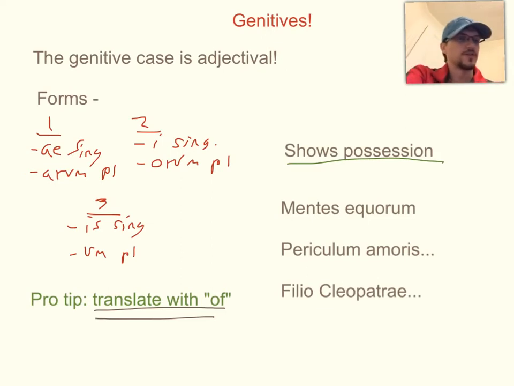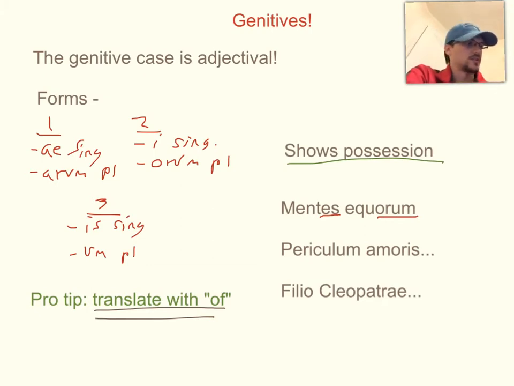So we'll look at this first one, mentes equorum. You see that we have an ES ending, and that could be accusative or nominative. We're not worried about that right now. We're not metaphrasing. We're just going to translate these little word chunks. And we see this ORUM ending, and we see this right here in the second declension plural. So we know that it's genitive.